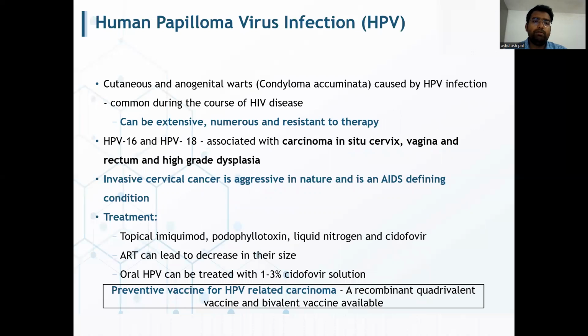Now, HPV, human papilloma virus, causes cutaneous and anogenital warts. Anogenital warts are called condyloma acuminata, caused by HPV infection. They can be extensive, numerous, and resistant to therapy when a person has HIV. HPV 16 and 18 are associated with carcinoma in situ of the cervix, vagina, and rectum, and high-grade dysplasia. Invasive cervical cancer is aggressive in nature and is an AIDS-defining condition. Treatment is by topical imiquimod, podophyllin, liquid nitrogen, cidofovir. ART can lead to decrease in its size.